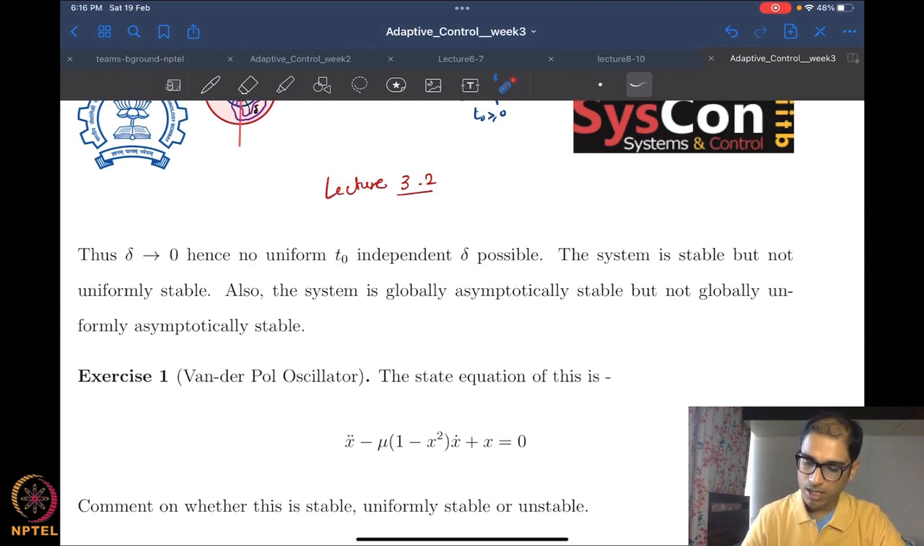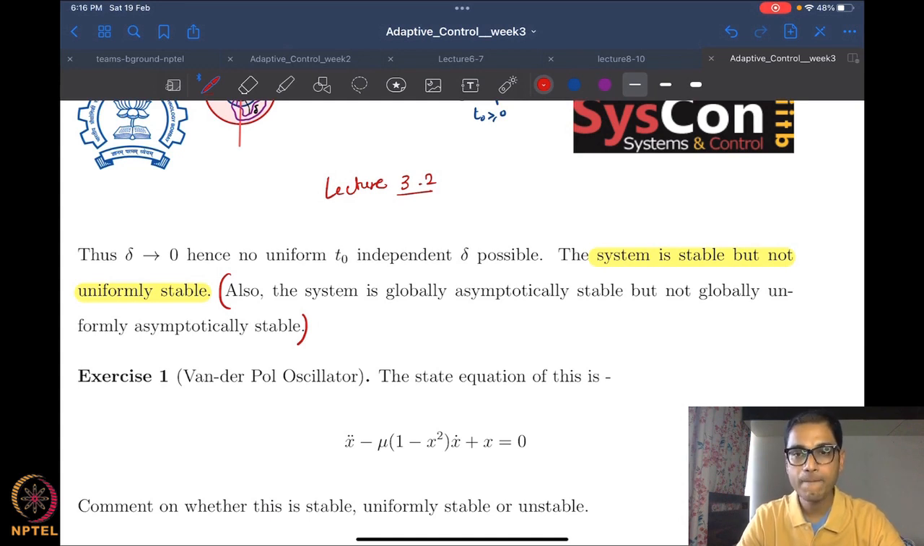So what does it mean? It means that the system we have is stable, but not uniformly stable. Now, of course, there is an additional statement here, but we will talk about this a little bit later because we have not defined asymptotic stability yet. So we will talk about this at a slightly later stage.